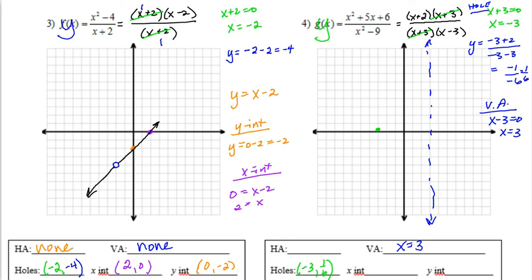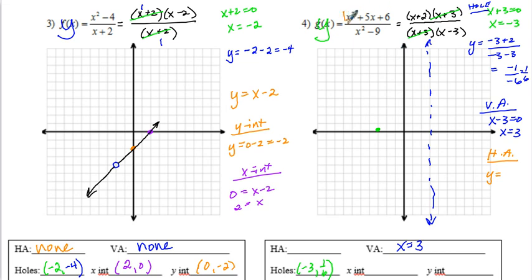Our decision tree time. What's the situation with the degrees of the top and the bottom? The degree of the top was a 2. The degree of the bottom was a 2. They're equal degrees. So yes, we have a horizontal asymptote. And that horizontal asymptote lives at leading coefficient of top divided by leading coefficient of the bottom.